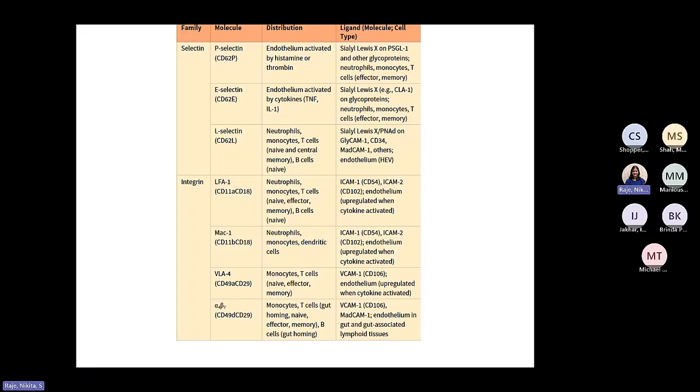Alpha 4 beta 7 is another important one. It binds to MADCAM1, another cell adhesion molecule, and it's important for gut and gut associated lymphoid tissues. So the cells that express alpha 4 beta 7 can home to the gut. Remember, homing means that the circulation brings them to go into that tissue and reside there. So ending up in a tissue is homing. Alpha 4 beta 7 expression on these monocytes or T cells will help them home to gut.